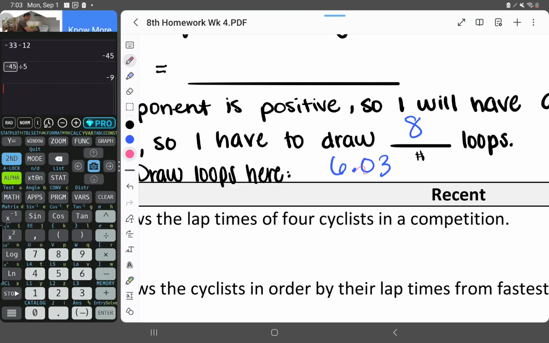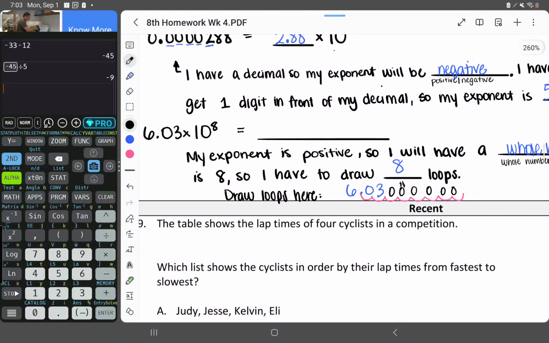So we're going to draw 8 loops. 1, 2, 3, 4, 5, 6, 7, 8. Into all of those blanks, we're going to put zeros. So we have 603, and then we have 1, 2, 3, 4, 5, 6 zeros.